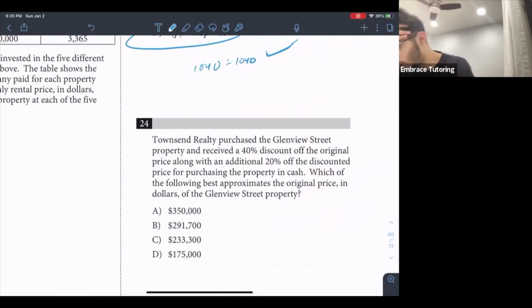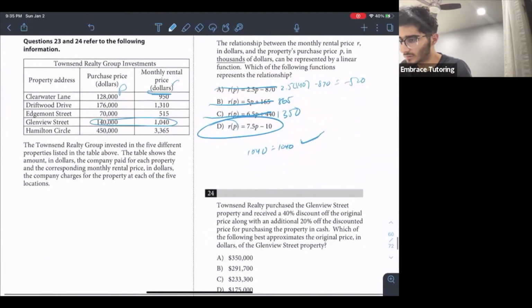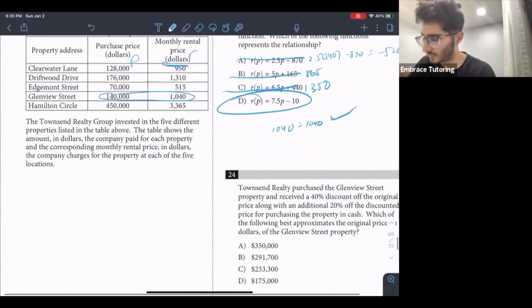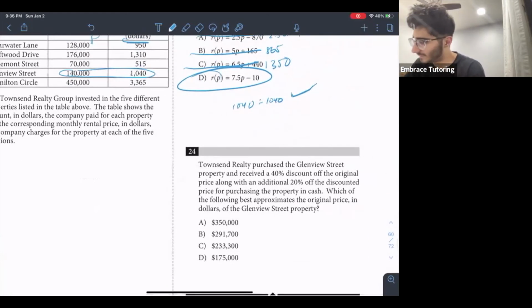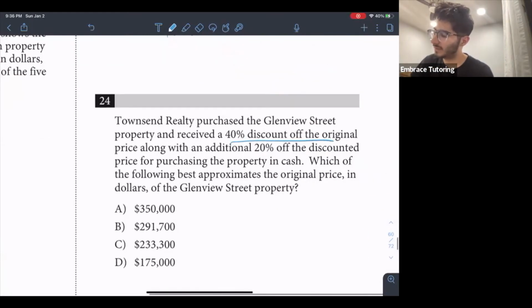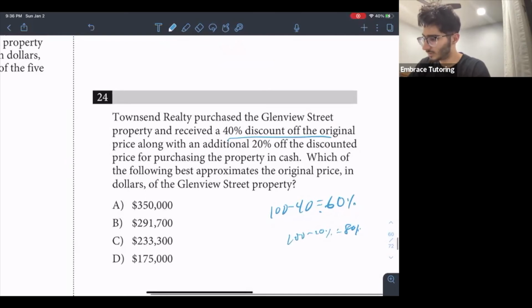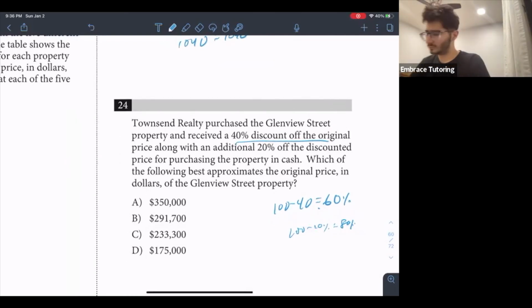Now 24. The Townsend Realty purchased the Glenview Street property, which is the 140,000, and received a 40% discount off the original. So meaning if they received a 40% discount, that means you have to pay the 60%. And then along with an additional 20% off, so it'd be 100 minus 20% to get 80%, for purchasing the property in cash. Which of the following best approximates the original price in dollars of the Glenview Street property?